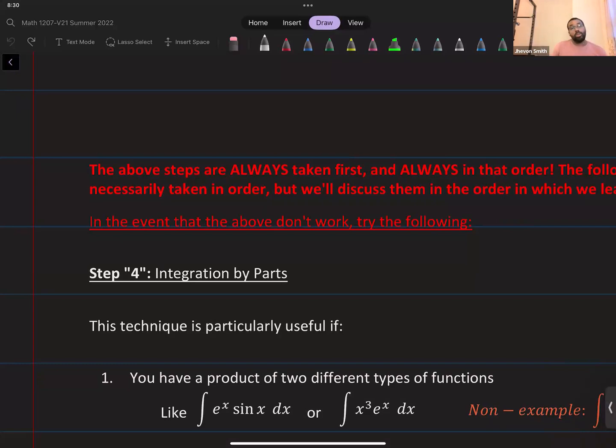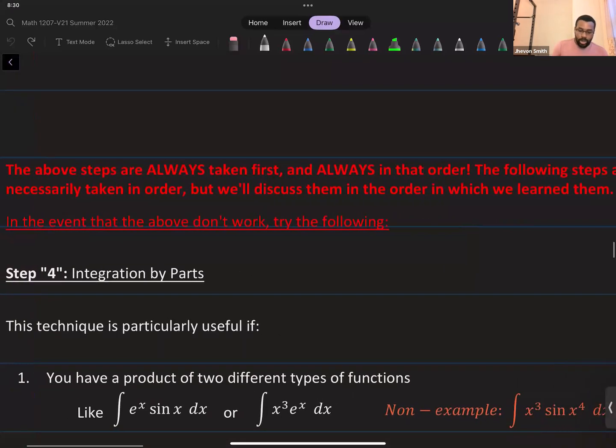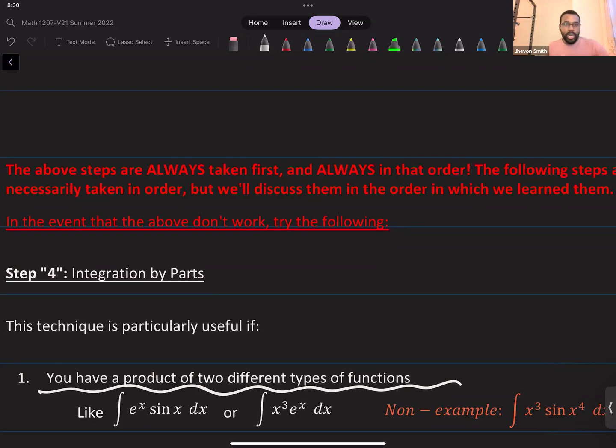Now, you might want to know, when can I do integration by parts? Well, there are a few situations. One is you have a product of 2 different types of functions. That would be an indicator that you have to use integration by parts. So, for example, e to the x times sine x, or x cubed times e to the x. Here you have an exponential times a trig function, or a polynomial times an exponential function, or a polynomial times a logarithm. You have 2 different kinds of functions and you're multiplying them together.